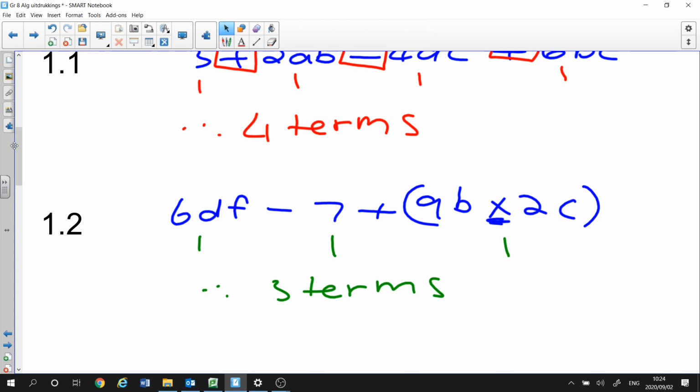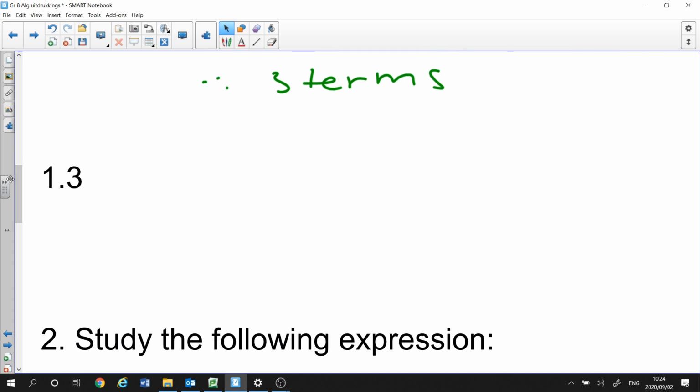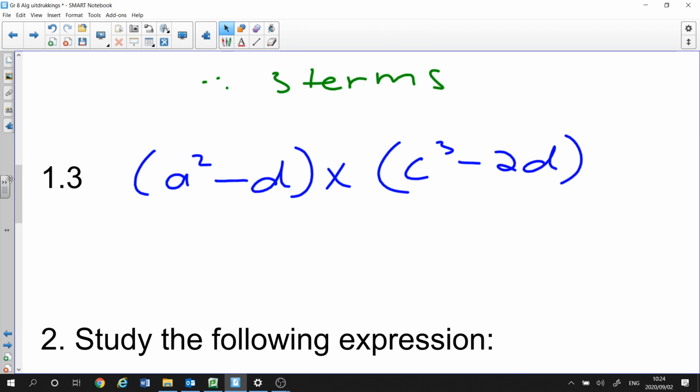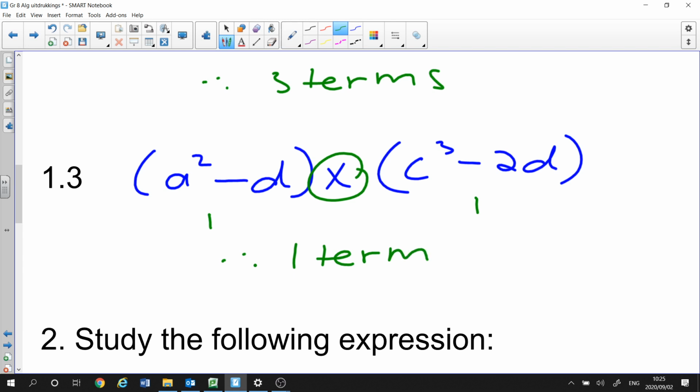And then the last one will be bracket a squared minus d, times, we will have c cubed minus 2d. To determine how many terms are in this expression, here I have one term because it's in the bracket, and there I have another one because of the bracket, and I have a times. Therefore, this is one term.